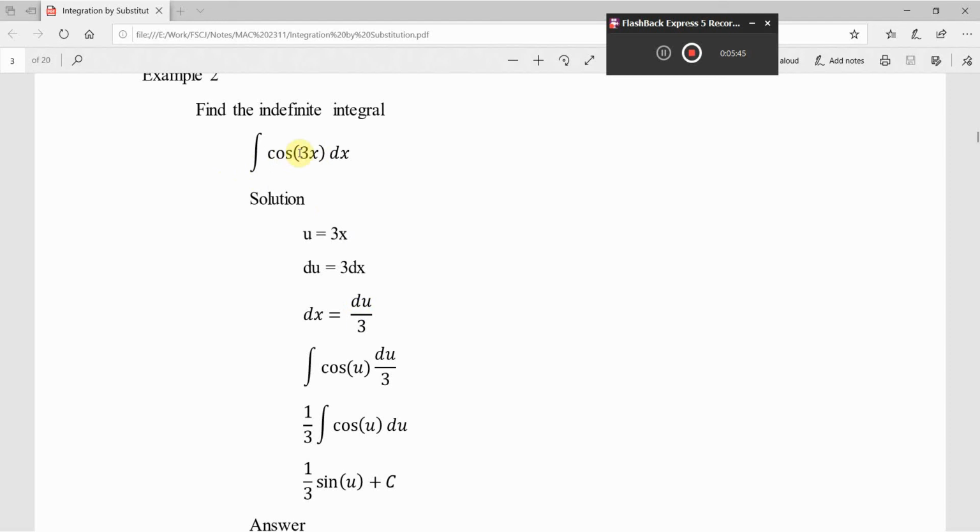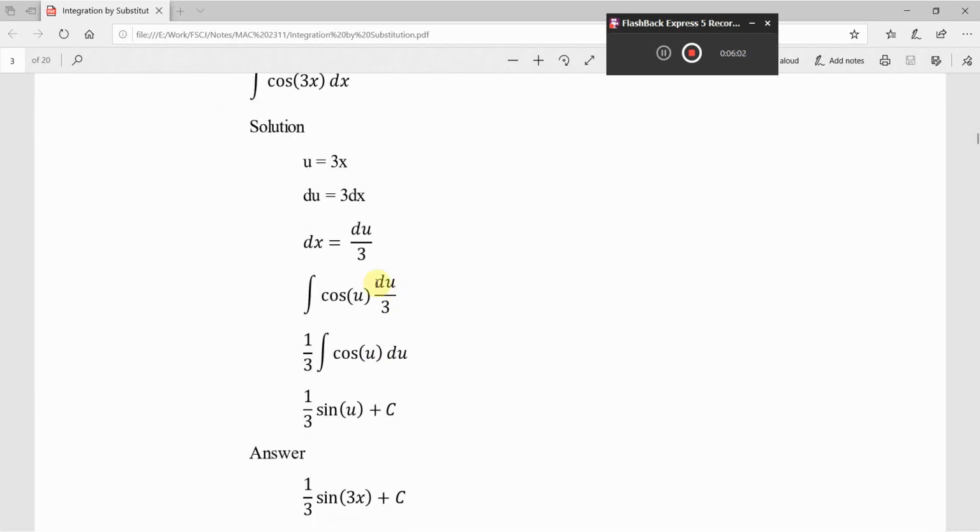Now, in my integral, where my 3x was located, I replace that with a u. And where my dx is located, I replace that with a du over 3. So I get the integral of the cosine of u times du over 3. Well, the over 3, that's a 1/3. So I'm going to pull that coefficient of 1/3 outside of my integral. That gives me 1/3 times the integral of the cosine of u du.